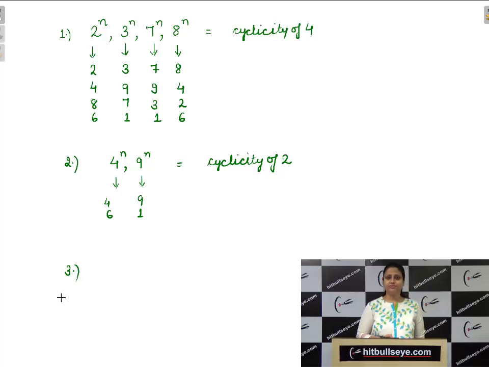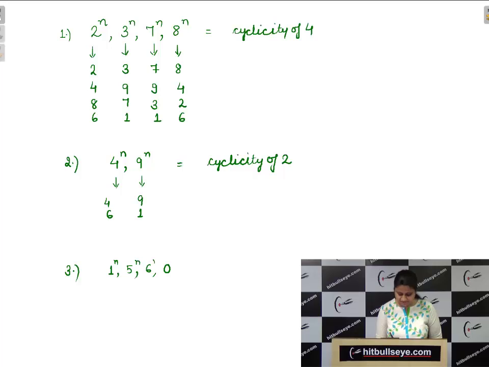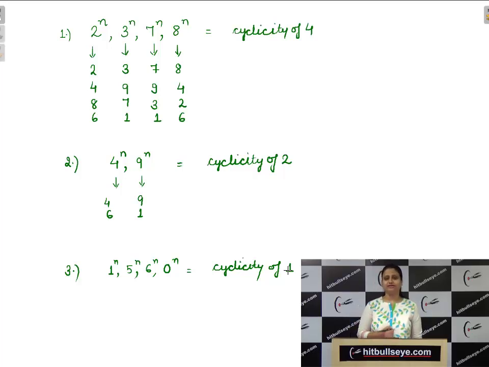Now come to the remaining numbers, and they are 1, 5, 6 and 0. Whenever you have these numbers, here the cyclicity is 1. It means whenever you have 5 raised to power anything, it will always end in 5. 6 raised to power anything will always end in 6, and similar is the logic for 1 and 0. So that was the crux of the discussion.